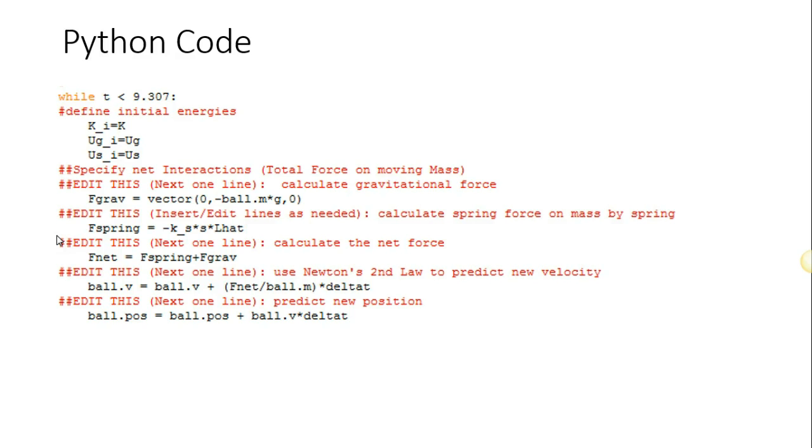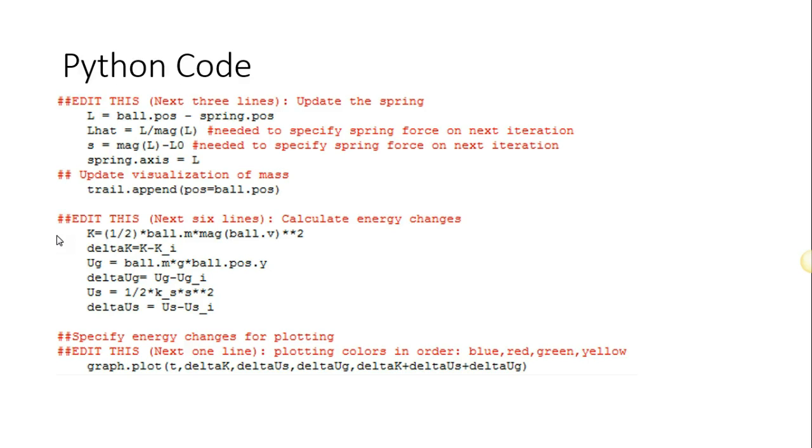So the force of gravity is equal to the vector of negative ball mass times gravity, which acts only in the y direction, and the force of the spring is negative k times s times L hat, as defined before. F net then is the force of the spring plus the force of gravity, and the velocity of the ball is equal to the initial velocity of the ball plus F net over mass of the ball times delta t, which can be obtained by setting F net over m equal to change in momentum. The ball position is equal to ball position initial plus velocity of the ball times delta t.